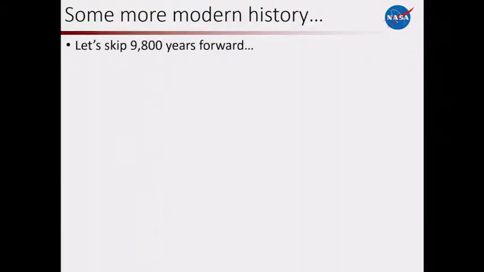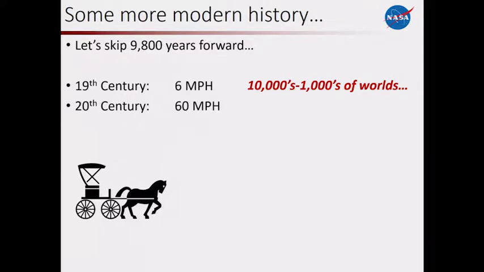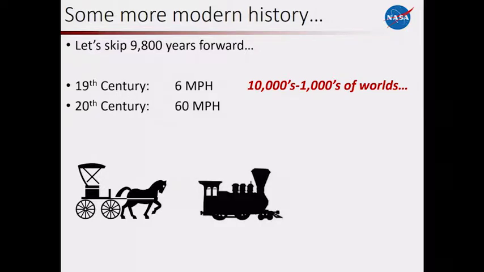So let's skip about 9,800 years forward. We entered the 19th century at 6 miles an hour. Can anyone guess what that would be? Yeah, right. Horse and buggy. So that brought us from tens of thousands to thousands of worlds. People were starting to get a little bit more mobile. We're into the 20th century at 60 miles an hour. Anyone with a guess there? Train, right? The steam locomotive. So that brought us from thousands of worlds down to hundreds of worlds. Again, we were getting more and more mobile.